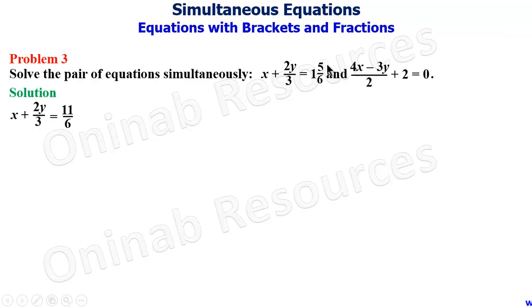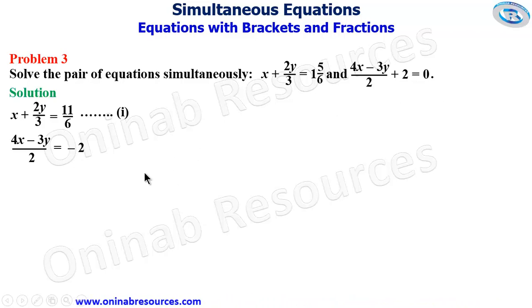I have changed this to an improper fraction. 6 times 1 gives 6. 6 plus 5 gives 11. So we have it as 11 over 6. Name it equation 1. Then the second equation now will be formed by 4x minus 3y over 2 is equal to negative 2. I've taken this positive 2 to the right hand side, which will automatically change to negative. So we call that one equation 2.